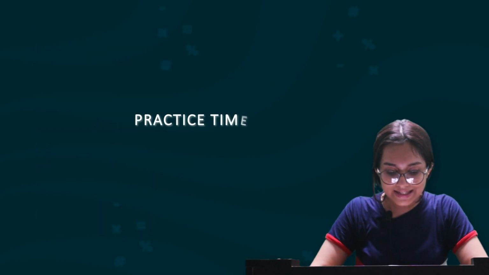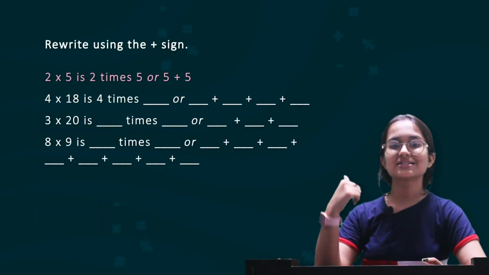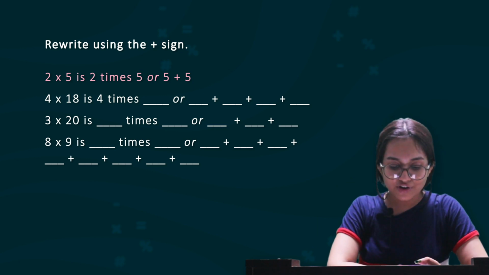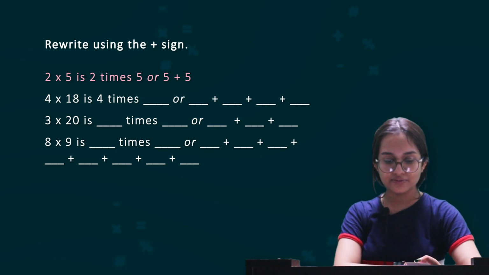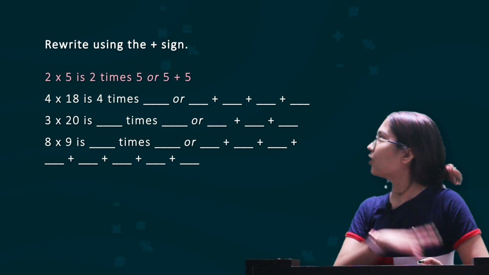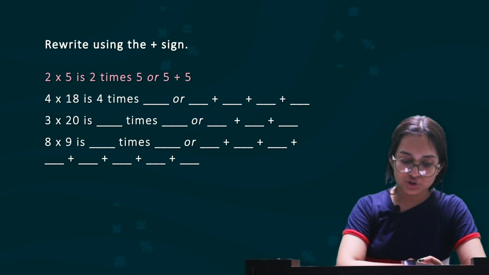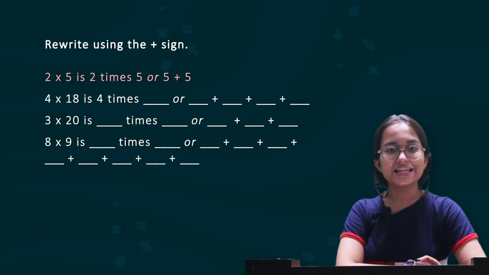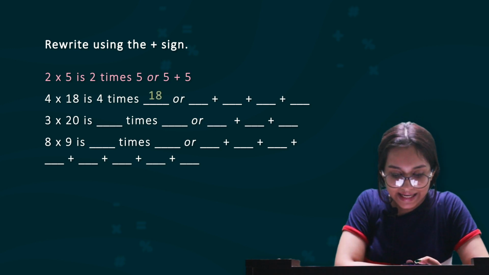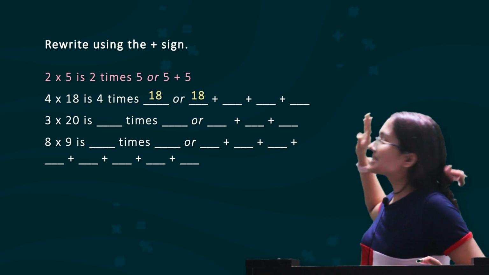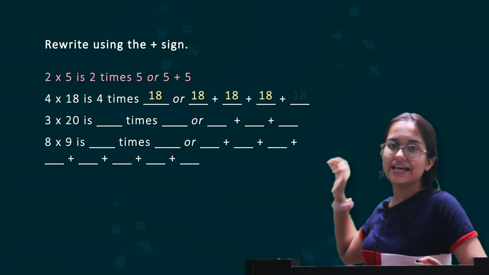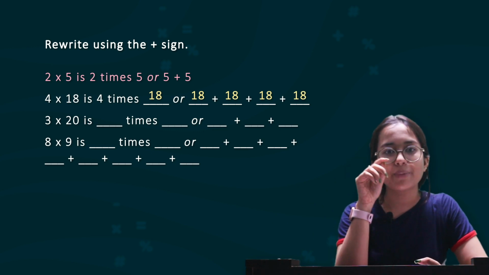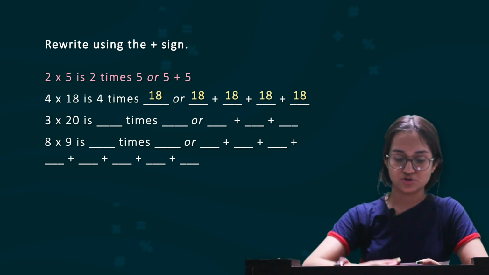Then we have practice time. You have to face such questions. For the first one, it's 2 into 5, which is 2 times 5 or 5 plus 5. Then you will write 4 into 18 is 4 times 18, or 18 plus 18 plus 18 plus 18. By following the same pattern you need to do the next 3 questions.